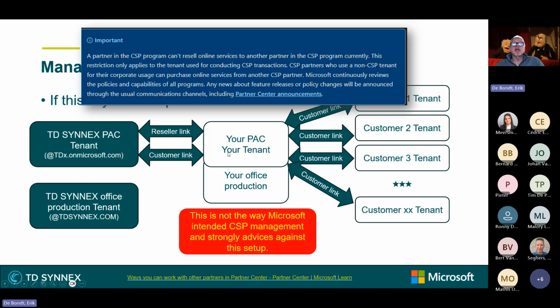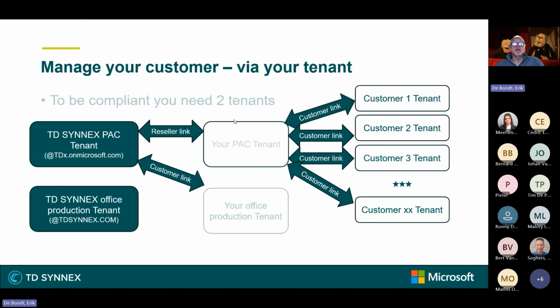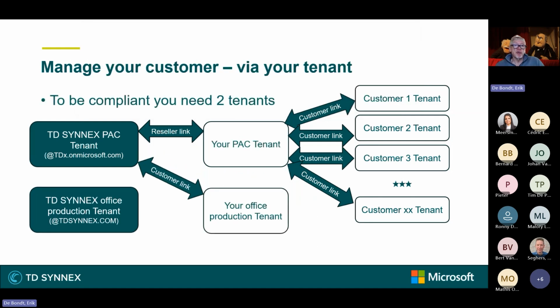So go to the next slide, meaning that you should create a second tenant for yourself in the partner center. So you have 2 tenants, one for your customer management and one for your Office production. The same way we work at TD SYNNEX, 2 tenants. I'll let it sink in for a minute. Okay.